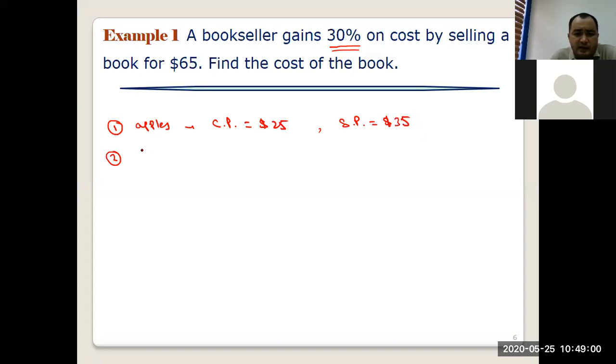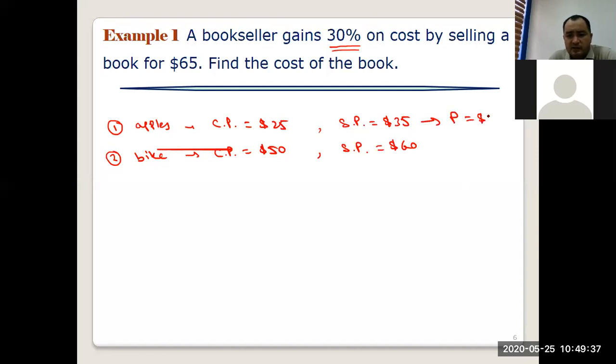All right. Another guy is doing bicycle business. Let's say bike. And let's say he buys from wholesale market for $50, and just keeps this in his shop and sells this in a few days for $60. Right. So now here the cost price is $25 and the selling price is $35. What is the profit of the first person? It is $10, right?